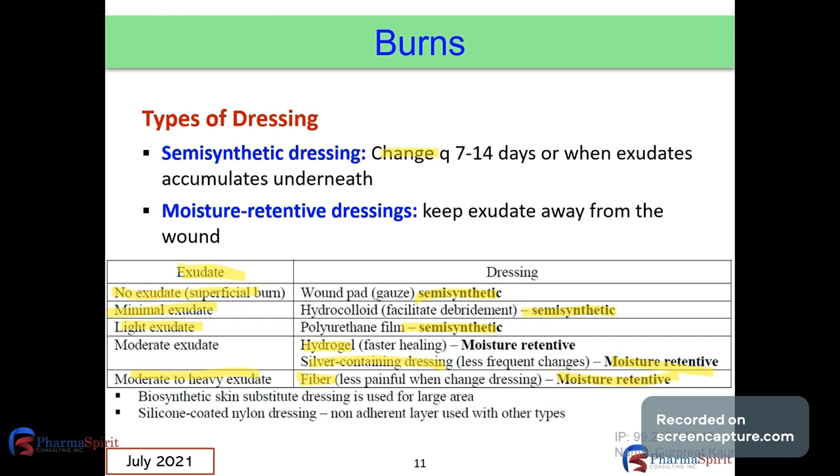We have two other types of dressing. We have the biosynthetic skin substitute dressing. This is used for large areas. And we also have the silicone-coated nylon dressing, which is a non-adherent layer used with other types. The silicone-coated one is non-adherent, as we mentioned, so it reduces tissue damage during dressing change, and that's why it's used with other types.